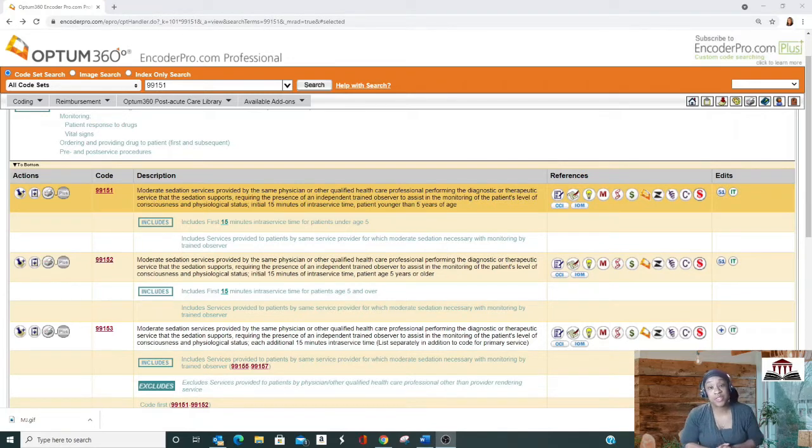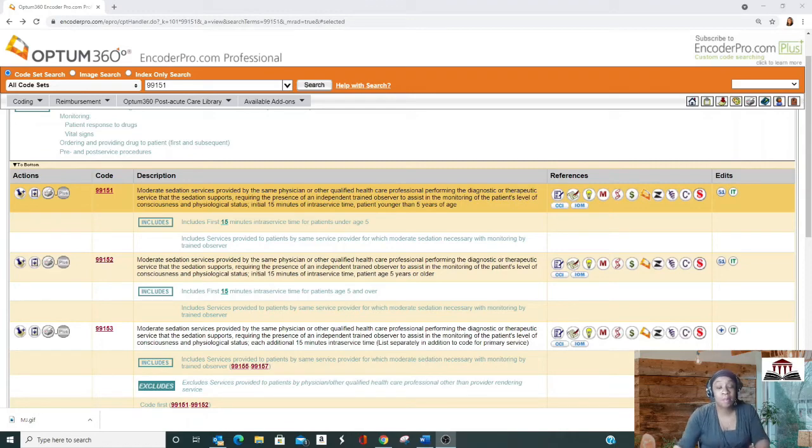Today we're going to talk about moderate sedation, also known as conscious sedation services. Based on the environment that you work in, you might not see the term conscious sedation, you might see moderate sedation. Particularly in the pediatric space, providers do not like the term conscious sedation because the kids are typically not awake, but consciousness and awakeness are very different.